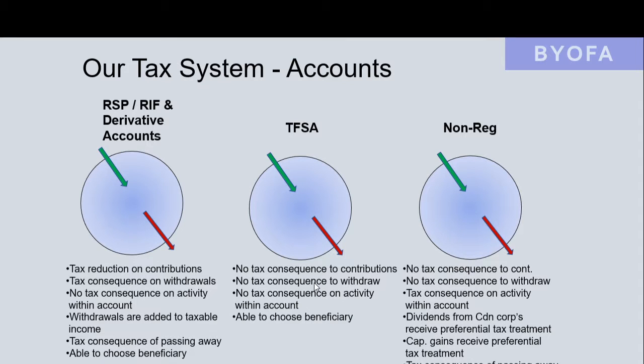It's an interesting account. If you make a magical investment, you put $1,000 into your tax-free savings account, you invest it in something, and it goes up 1,000,000%. As a ridiculous example, where would you want that investment? In your RSP, in your TFSA, or in your non-registered account? You would want that investment in your tax-free savings account.